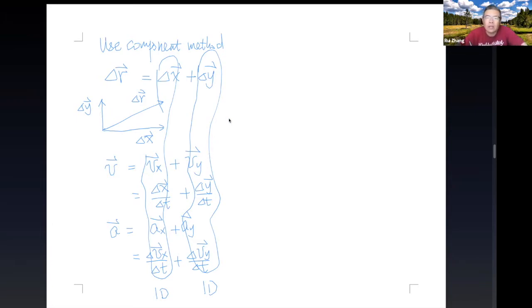Does that make sense? So in this sense, we can say that one 2D motion is equivalent to two 1D motions, one along the x direction, one along the y direction. Does that make sense to you guys? So this is our basic approach to a two-dimensional motion: we always use the component method. We always break down all the vectors into their x component and y component, and we always look at the x component and then the y component separately.